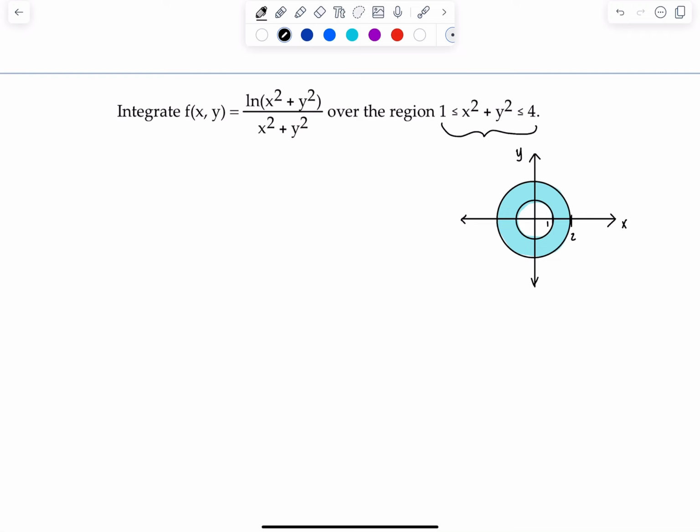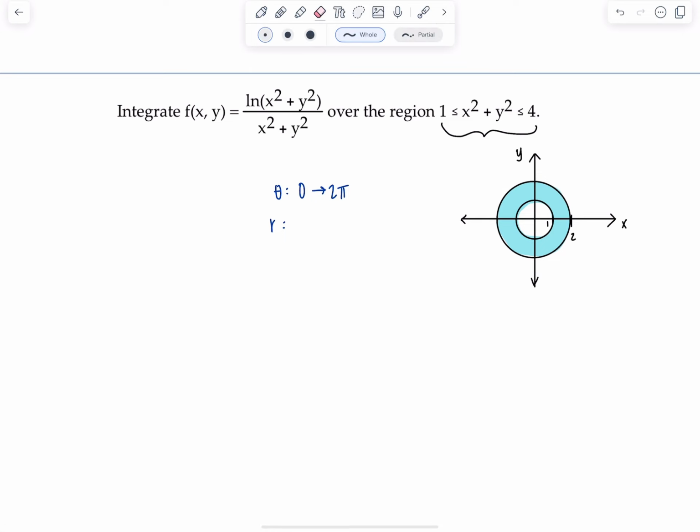Okay. Yeah, it seems like a perfect time to go polar, right? Come on, people. So what should the limits for theta and r be? Well, let's see. Theta goes all the way around, right? 0 to 2 pi. Now what about r?